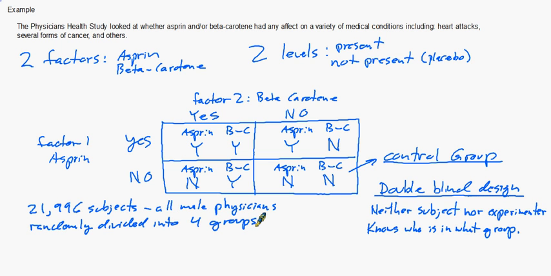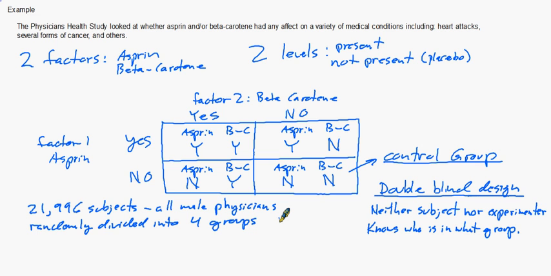So because this was a real study, it was actually quite a large study, almost 22,000 subjects, all of them male physicians. That's why it was called the Physicians' Health Study, because the subjects were physicians. And they're all male, which of course means whatever conclusions are drawn really only apply to males. If we wanted to include females in the conclusion, we really needed to have females in the study.